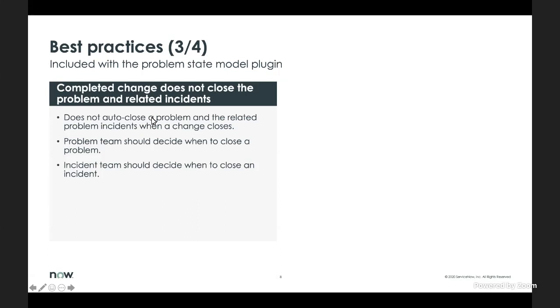So what we do now is, because we're watching for those fixes, including changes, to be closed, we just notify the problem coordinator that all of those fixes have been finished. So they come back to this record and then they can decide what to do from there. So we don't automatically chain to close the problem anymore and then chain to automatically close the related incidents.